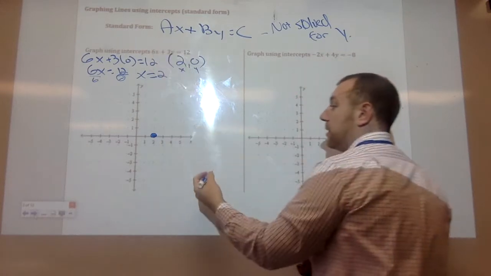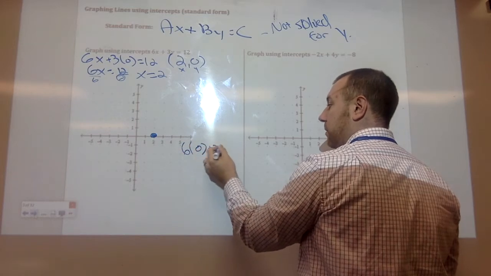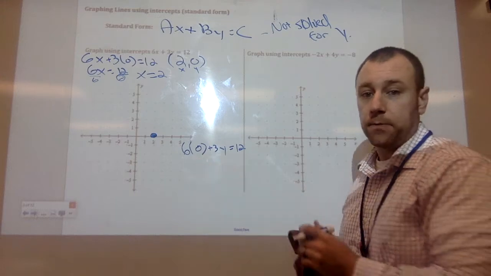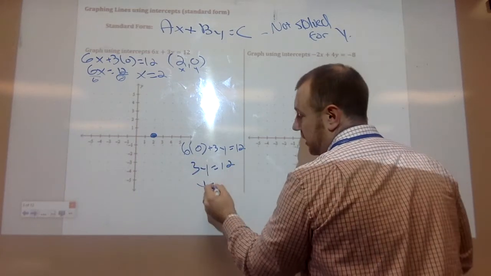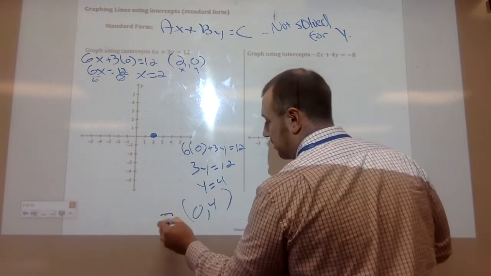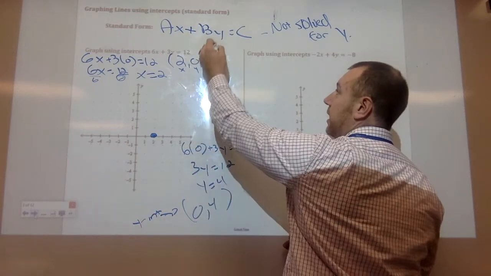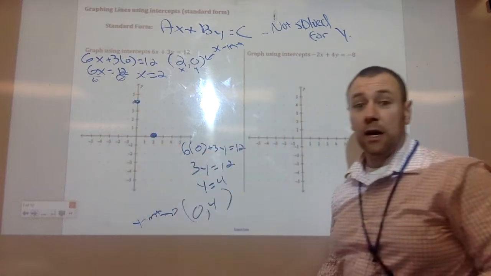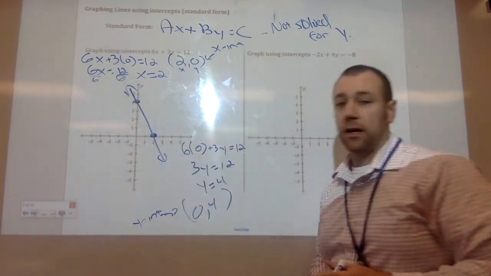I can repeat the process and say, what's 6 times 0 plus 3 times y? I can plug in 0 here. What I'm left with is 3y equals 12, so y is going to be 4. So that point is (0, 4), and that is my y-intercept. The other one is my x-intercept. Now I have 2 points, and I can graph that line.